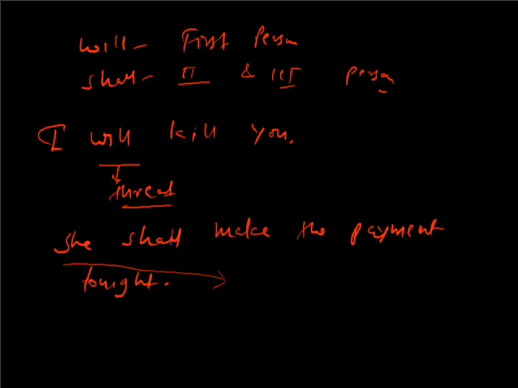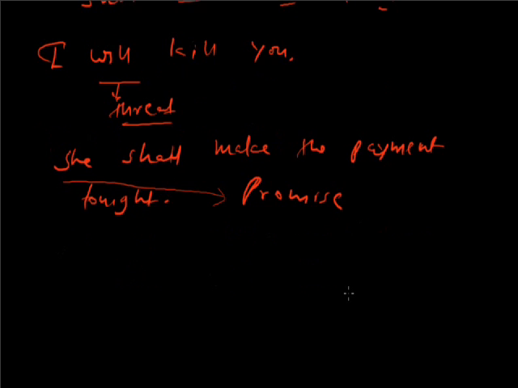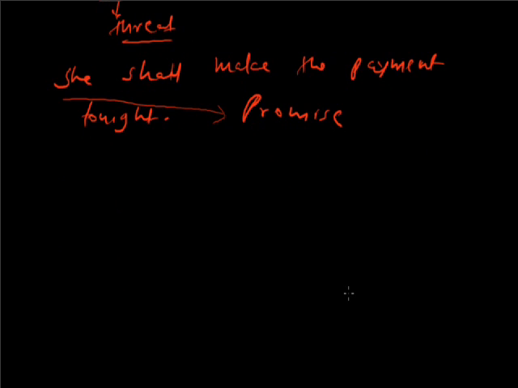So she should make the payment tonight. Sorry, she shall make the payment tonight. Shall with she. Isn't it a promise? Here it is a promise. Didn't I say a little about that? With the third person, we'll use shall when we want to make a promise or when we want to threaten someone. Didn't I tell you? Yes, I did. So she shall make the payment tonight. Now, one more example. It would make things more clear. Here it is. It is don't. Don't worry.